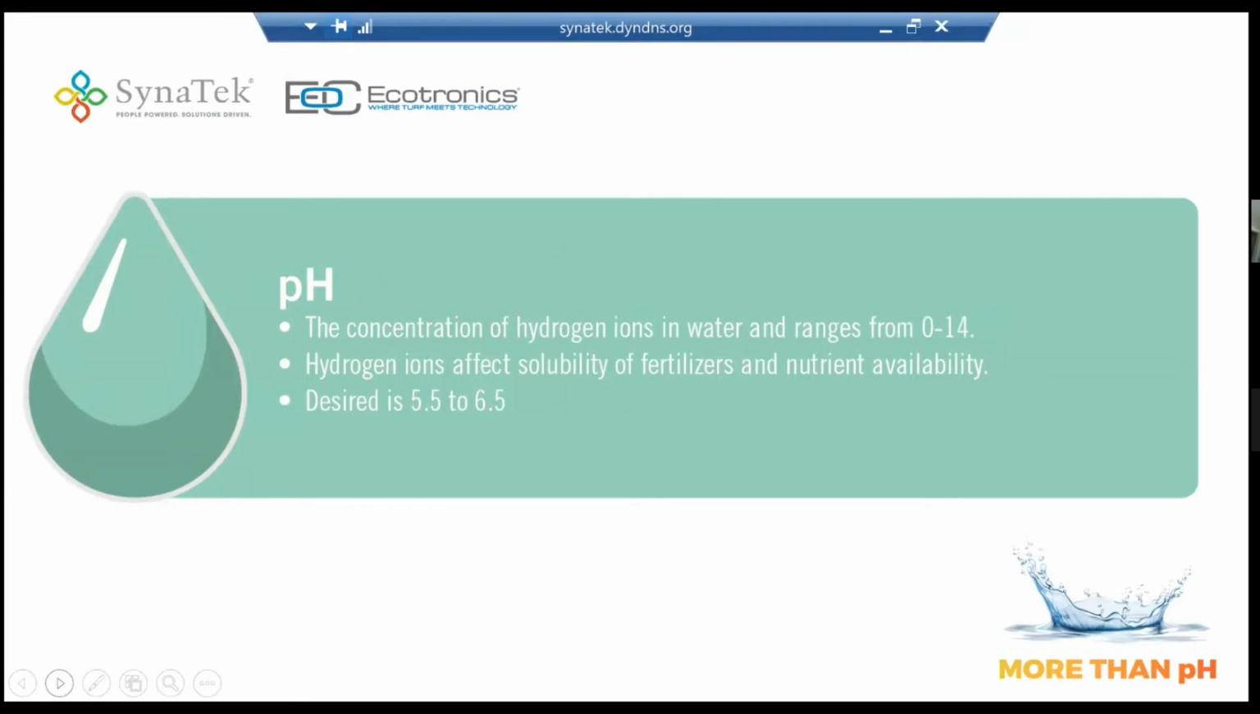pH is the concentration of hydrogen ions in the water. Those hydrogen ions are what affect the solubility of fertilizers and your nutrient availability. And your desired range is going to be anywhere between 5.5 to 6.5 in a perfect world. If that happens, that's great. Then you know that things are not going to get tied up in the soil as much. When you do fertilize, you know that the plant's going to take it up. It's not going to be affected in a negative way. And so you're off to a good start.